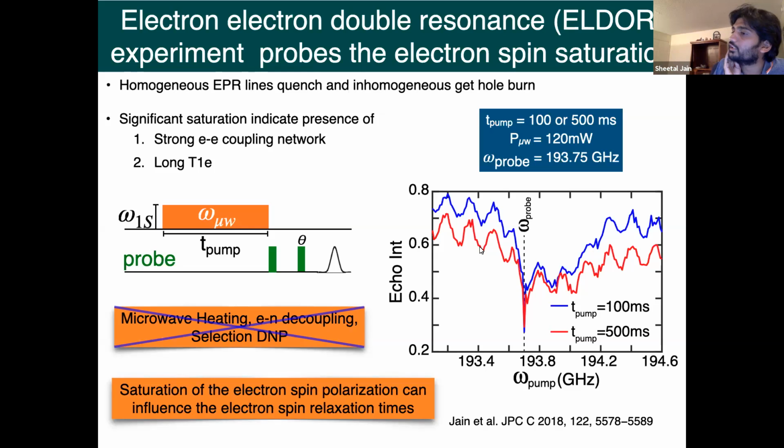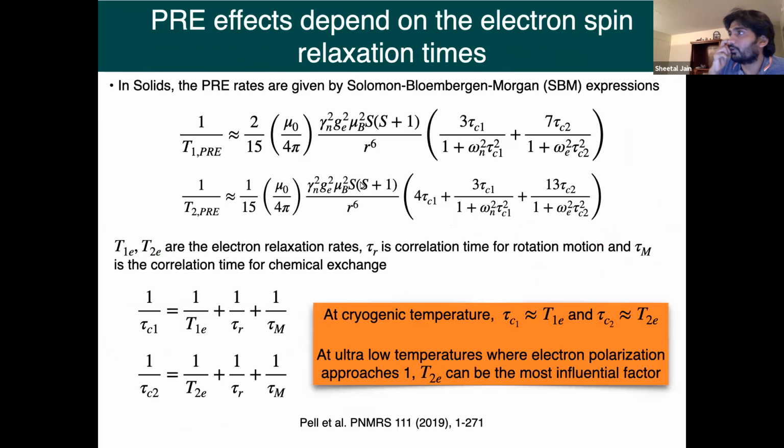It's not selective DNP, because the rate of the line narrowing is much faster than the signal buildup, the DNP buildup. So it seems from here that the saturation of the electron spin polarization is somehow influencing the correlation time. And by correlation time, I mean the electron spin relaxation time. So I'll briefly introduce this theory, which most of you are probably already familiar with.